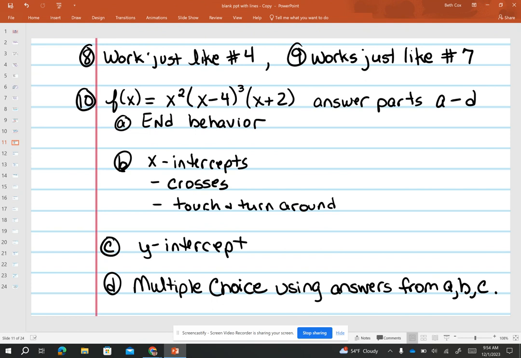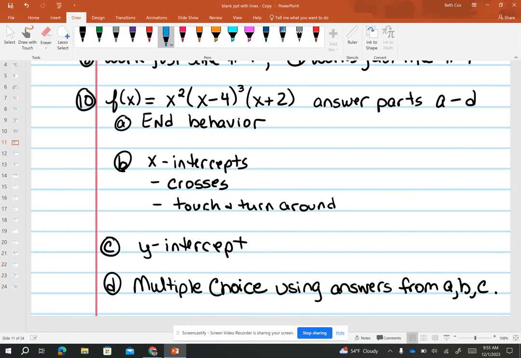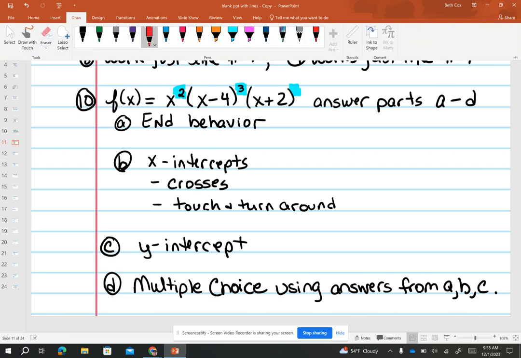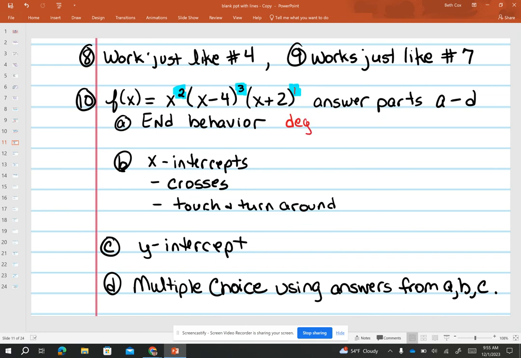Okay, so now we're going to start with number 10. Move on to number 10 where we start dealing with the graphs of these polynomials. And we have 4 basic things to do, maybe a little bit more than 4 depending on how you look at it. But the first thing we're going to do is determine the end behavior. The end behavior is determined by the degree of the polynomial. So this degree is going to be combined, adding those 3 numbers up. And there's an understood 1 in there. And so the degree is 2 plus 3 plus 1, which is 6. And that's an even number.